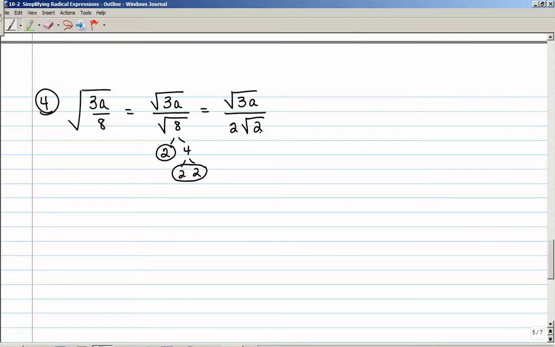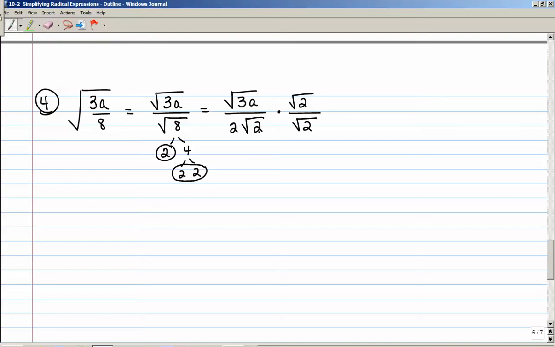To get rid of that, we're going to do something called rationalizing the denominator. I need to make this denominator a rational number. To do that, I'm going to multiply it by 1. And remember, there's a lot of different ways I can write 1. I can write 1 as 1 over 1, 2 over 2, 3 over 3. I can also write 1 as the square root of 2 over the square root of 2.